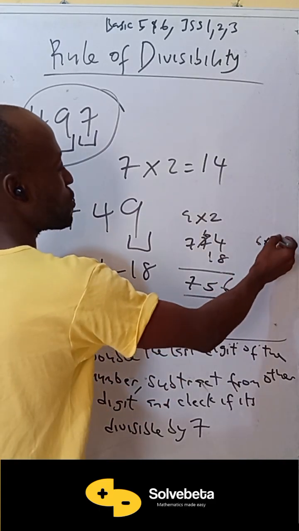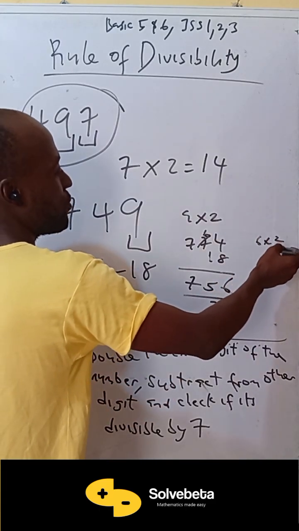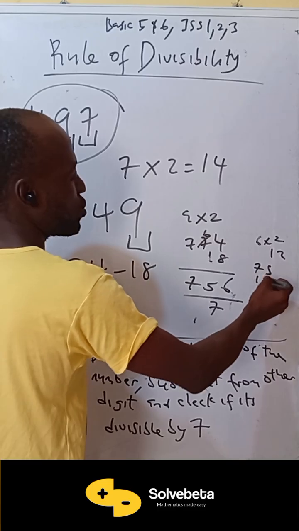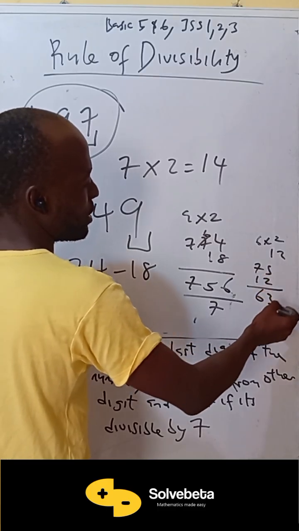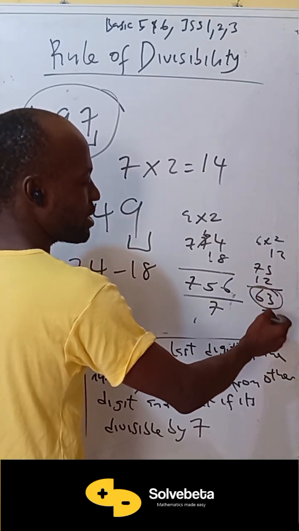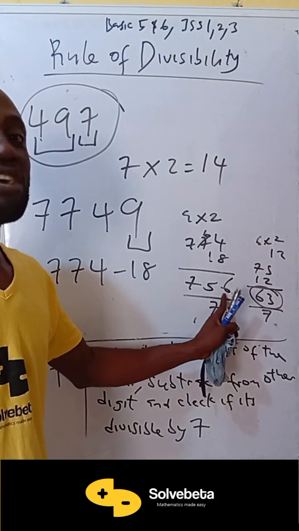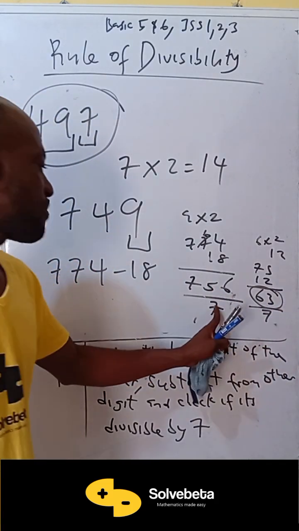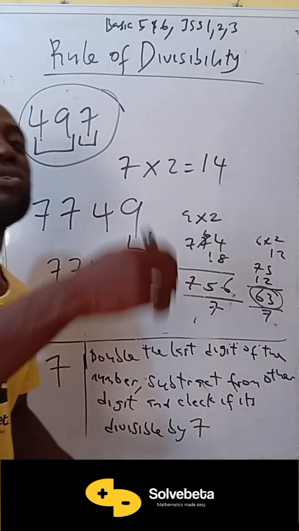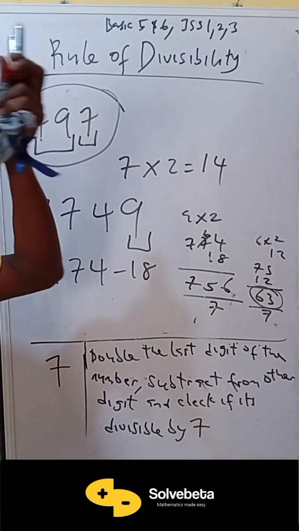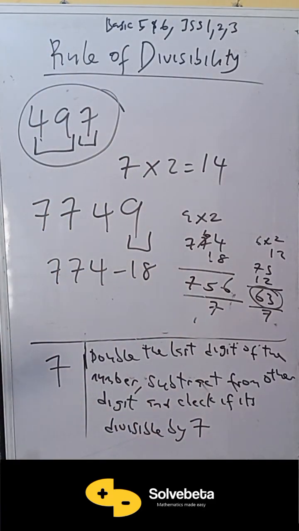Take 6 times 2, 12. 75 minus 12, that's 63, right? So you check, and 63 divided by 7, yes. So if 63 can be divided by 7, it means 756 can be divided by 7. If 756 can be divided by 7, it means that 7749 can be divided by what? 7. So if you have a bigger number, that's how you check, and you work your way back.